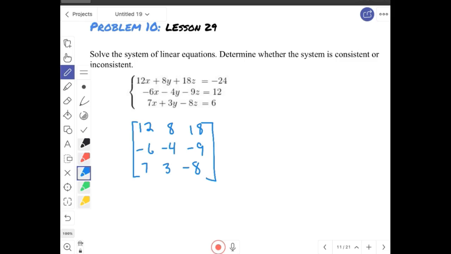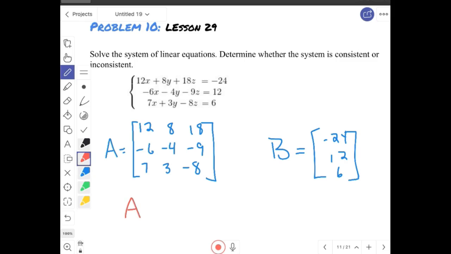This is going to be matrix A, we'll call it. Matrix B is going to be our 3 by 1 solutions matrix, so negative 24, 12, and 6. All right, so the way that we would have this set up in order to solve is our variables x, y, and z is like our x matrix, which is a 3 by 1. So this starts off as A times X would be equal to B.